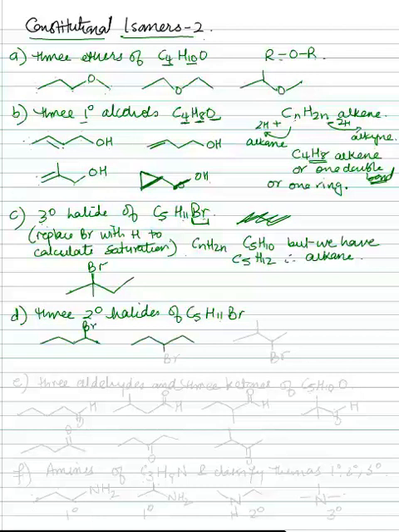I can move it once more over here. That will give me another one. And then the third one that I will get is by branching. Okay, and so let me go ahead and draw my secondary halide first. 1, 2, 3, 4, and here is my 5th carbon. Okay, so those are my 3 secondary halides.